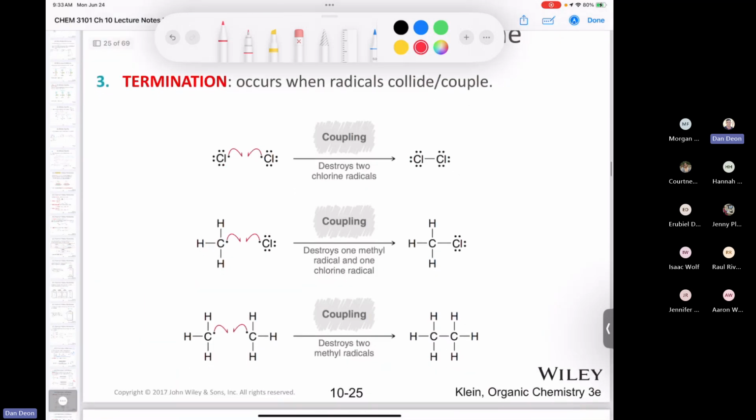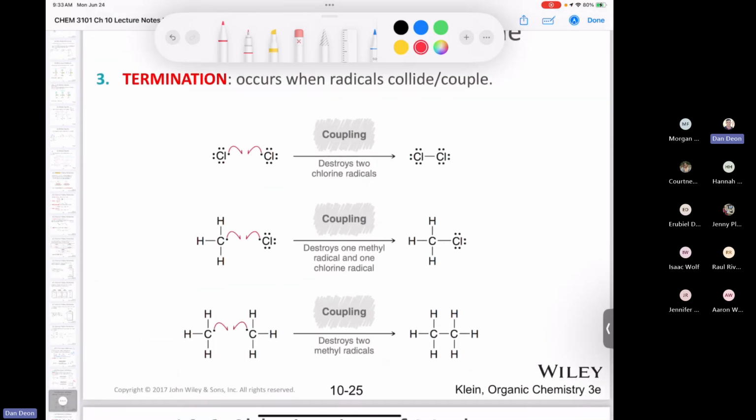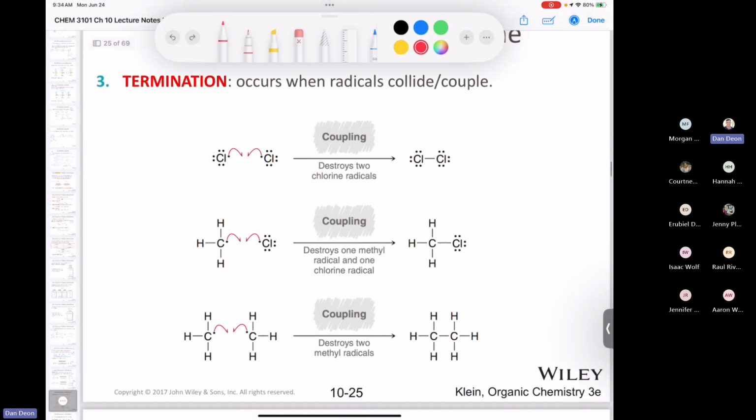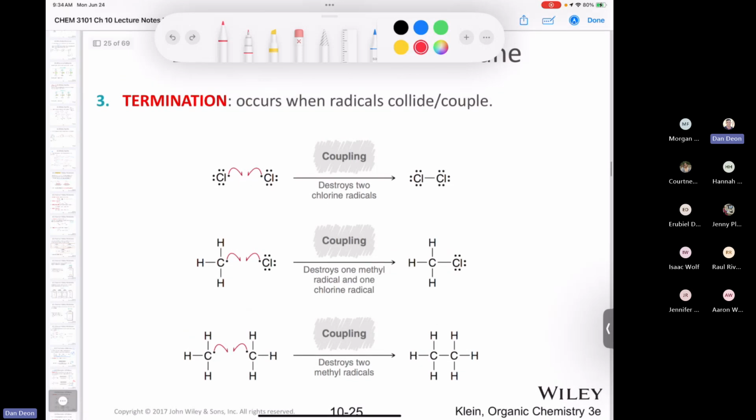So the last step is termination, and that occurs when any two radicals come together. So you saw that we had chlorine radicals and methyl radicals. You can show two chlorines coming together. You can show a methyl and a chlorine coming together. You can show two methyl radicals coming together. As long as the radicals are present in the reaction mixture, you show them coming together, and that counts as a termination. In the textbook, it says you annihilate the radicals. It's kind of a funny way of saying it, but anyhow.